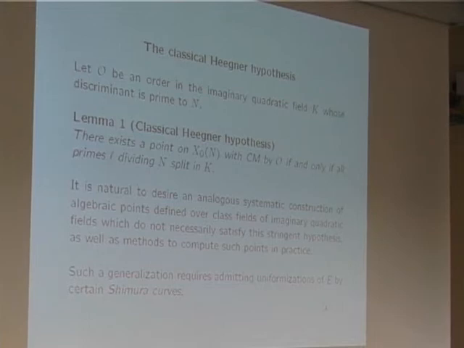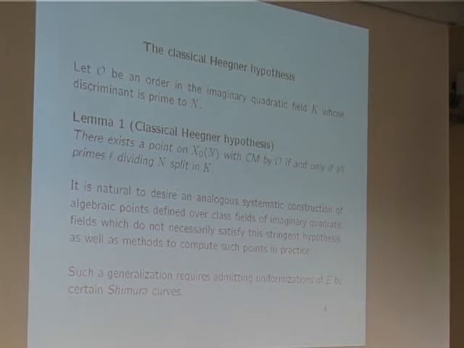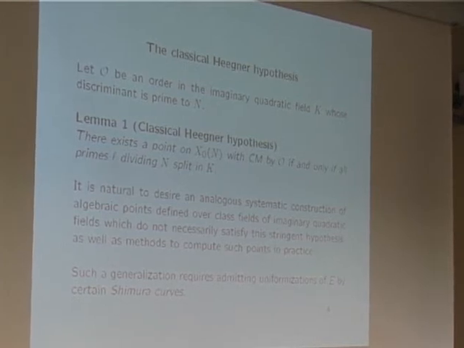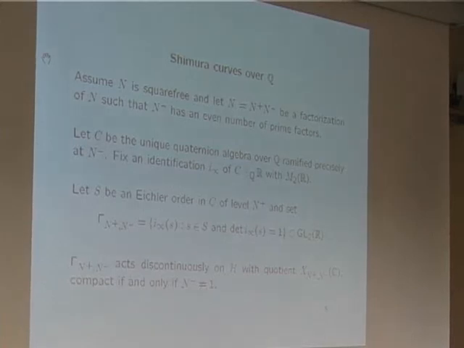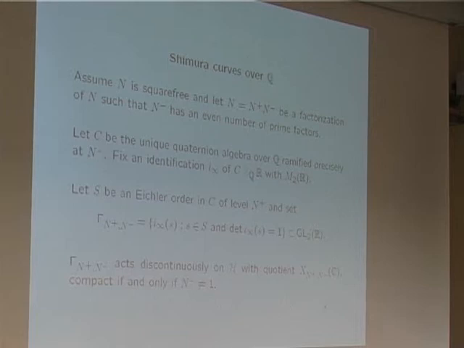But this generalization requires enriching our source of modular parameterizations. We have to allow uniformizations of E by certain Shimura curves, curves of this flavor John was talking about yesterday and Henri was mentioning this morning. So let me talk about Shimura curves over Q, first of all, because this significantly simplifies the presentation.